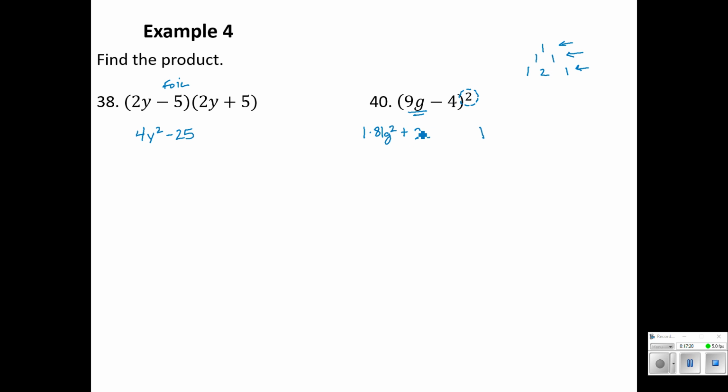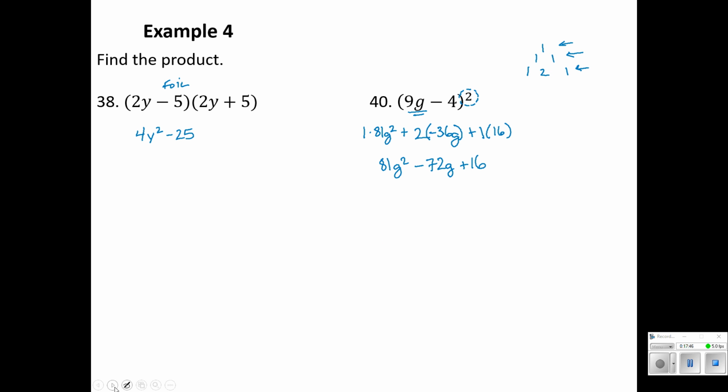plus 2 times the first times the second, so that's 2 times negative 36g, plus 1 times the second thing squared, 1 times negative 4 squared, which is 16. So we have 81g squared minus 72g plus 16.